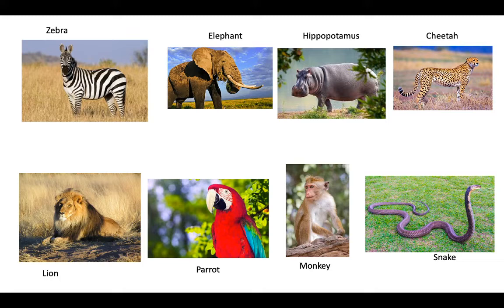Here are just some pictures of certain animals. So there's a zebra, an elephant, a hippopotamus, or a hippo for short. There's also a cheetah, a lion, a parrot, a monkey, and a snake. It would be worth remembering these animals. I'll give you a few seconds to stare at them just in case there's any you don't know.